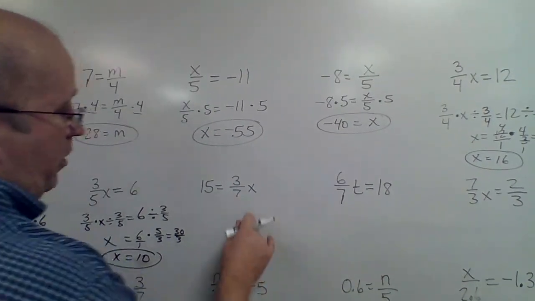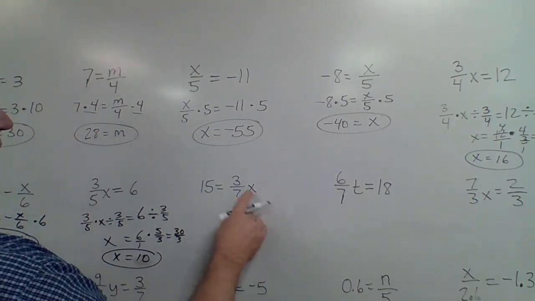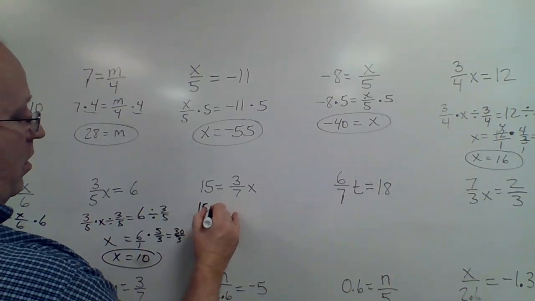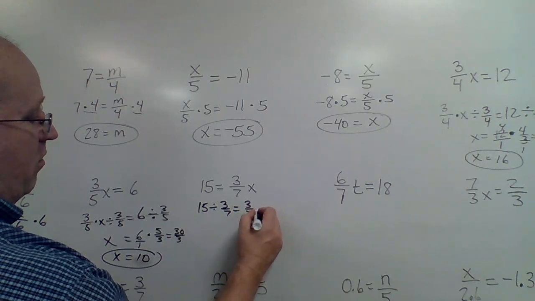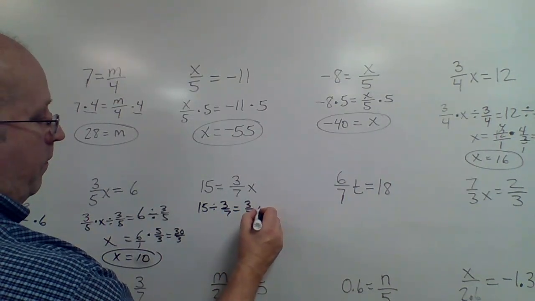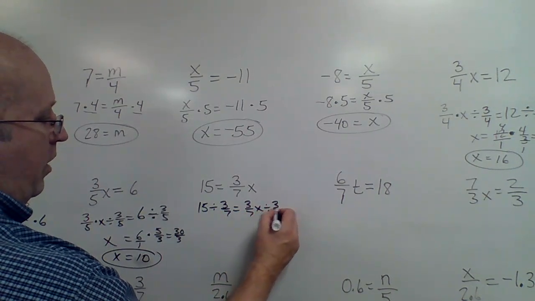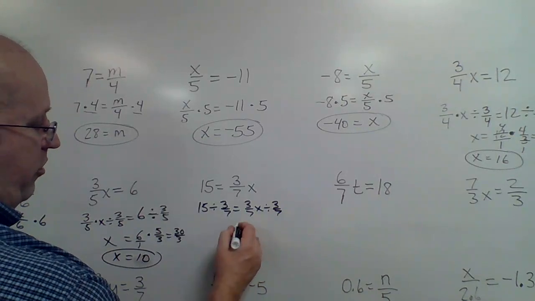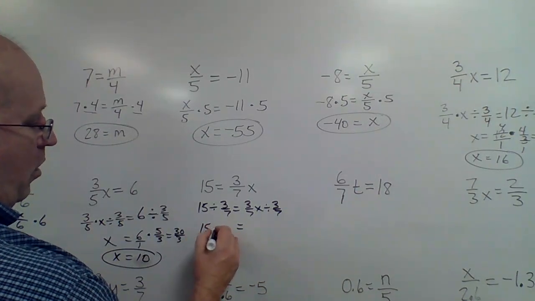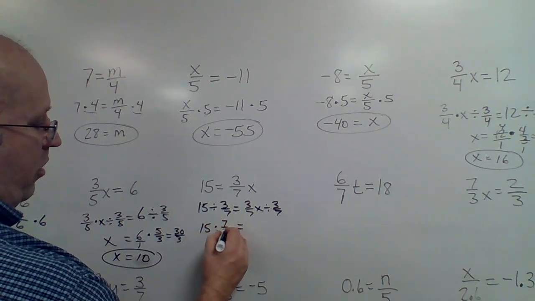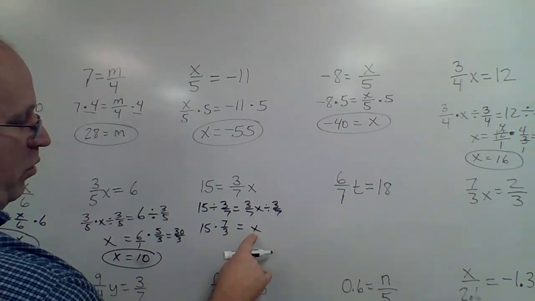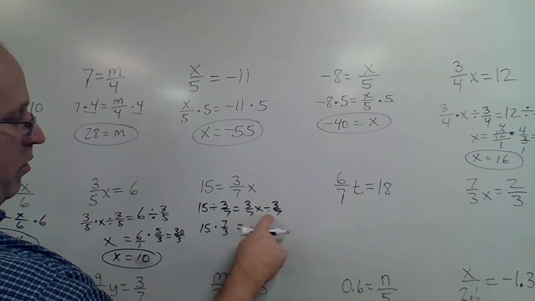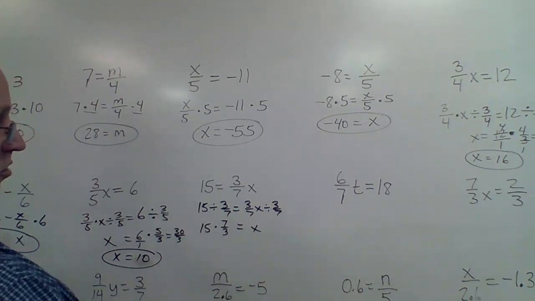Let's try this next one. What's the opposite of multiplying x by 3/7? Isn't it dividing both sides of the equation by 3/7? Now, how do we divide by 3/7? The rule says to divide, we multiply by the reciprocal of that second number, right? Over here, we're just left with x because multiplying by 3/7 and dividing by 3/7 cancel each other out.